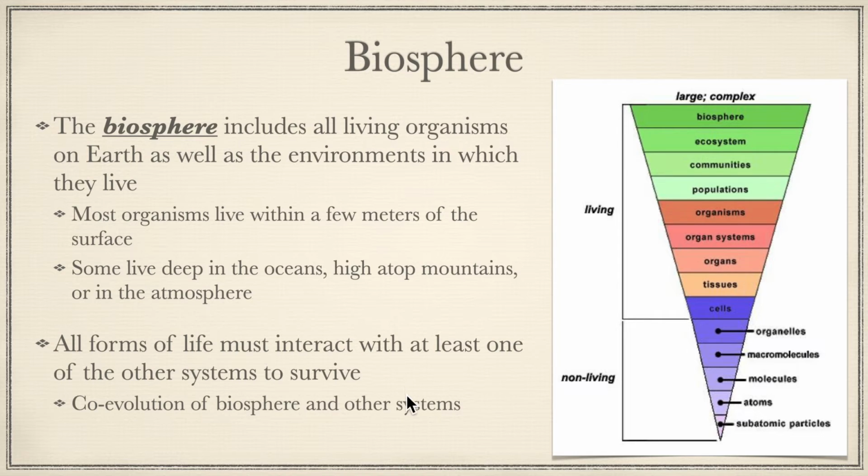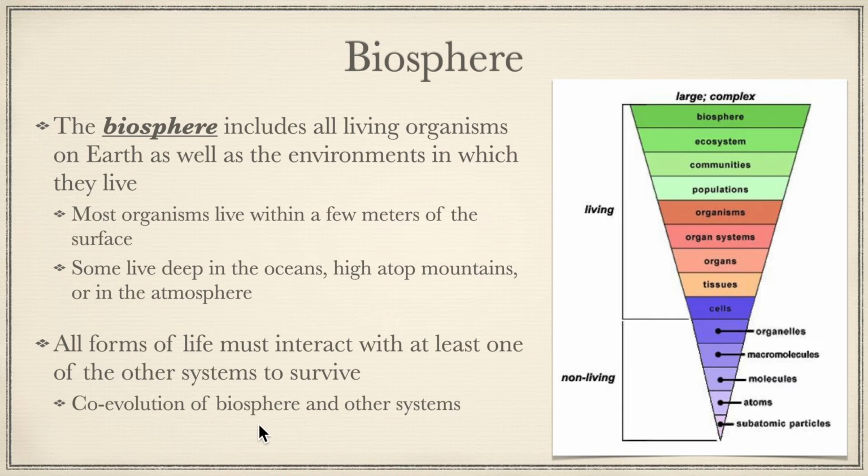All forms of life must interact with at least one of the other systems to survive, and usually interact with multiple other systems. For example, as humans, we have to breathe oxygen, so we are interacting with the atmosphere. We have to drink water, so we are interacting with the hydrosphere. We interact with the geosphere directly if we think about building materials and stuff like that, or indirectly through food that we eat, like growing crops.